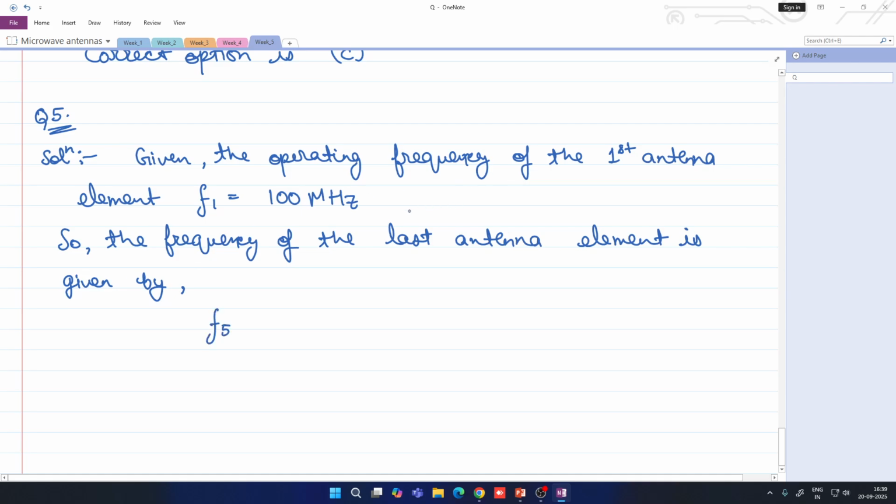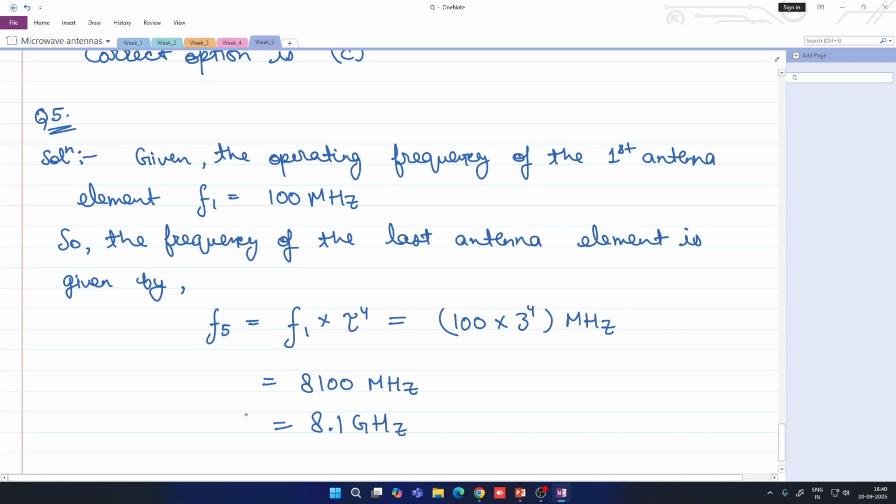The last element is f5. There are 5 elements, so f5 will be f1 times tau to the power 4, which is 100 into tau, which is 3, to the power 4 megahertz, which is 8100 megahertz, or we can write in terms of gigahertz as 8.1 gigahertz. So this is the frequency of the last element.